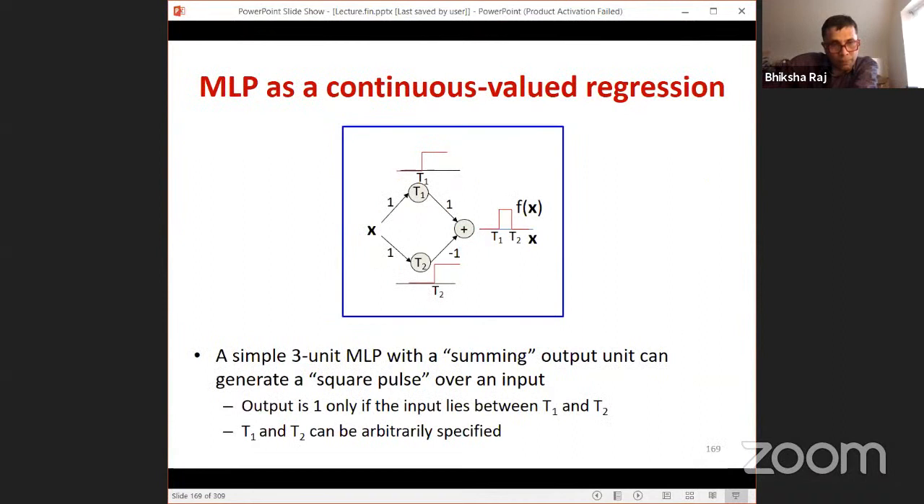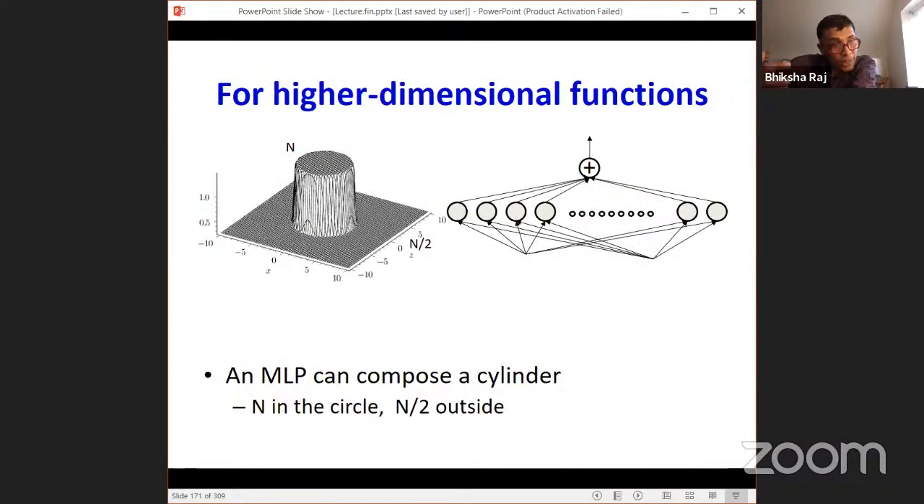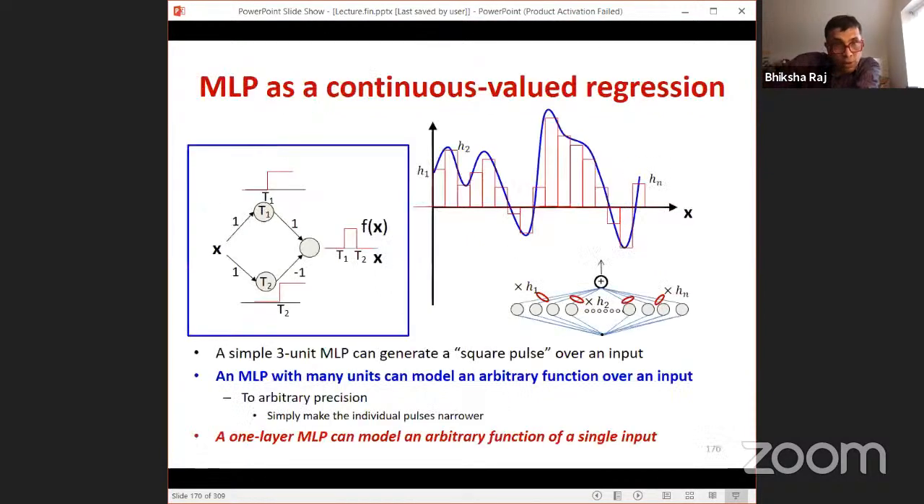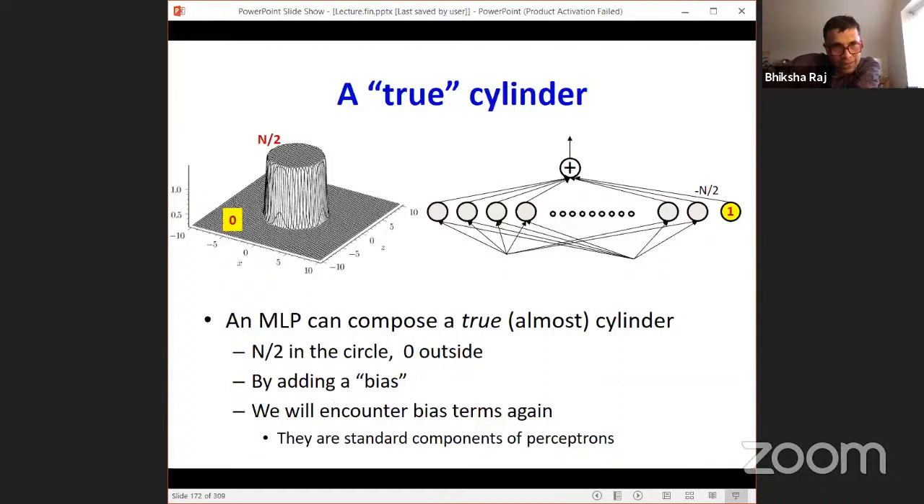Now, just to wrap this up, we were looking at regressions. I showed how a multi-layer perceptron can approximate any function over one input to arbitrary precision. It turns out you can do this over any number of inputs, but it's just a little more complex. We saw an MLP can compose a cylinder: n in the circle, n over 2 in the circle, 0 outside with the bias.